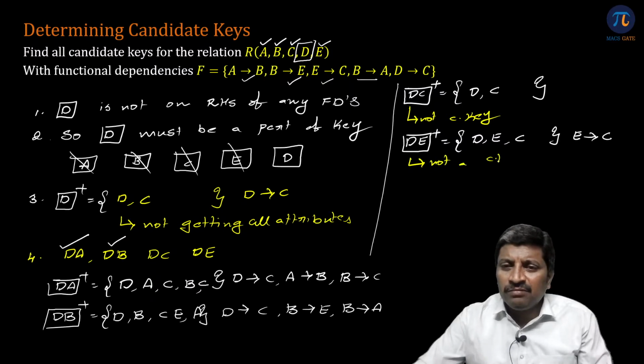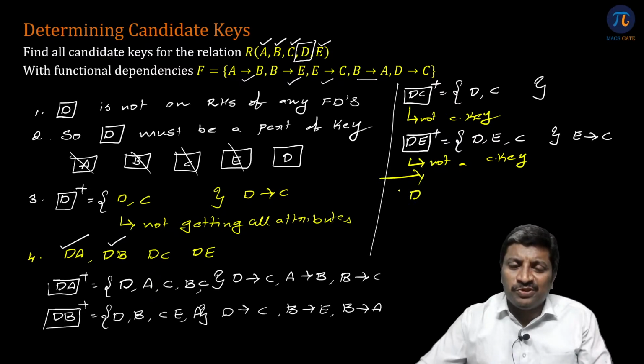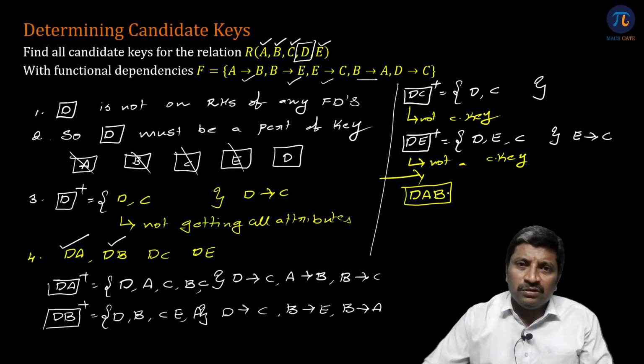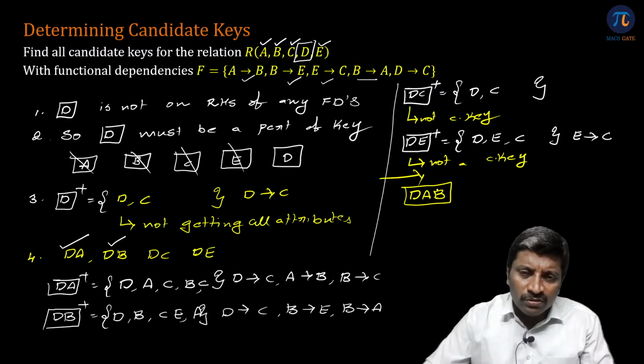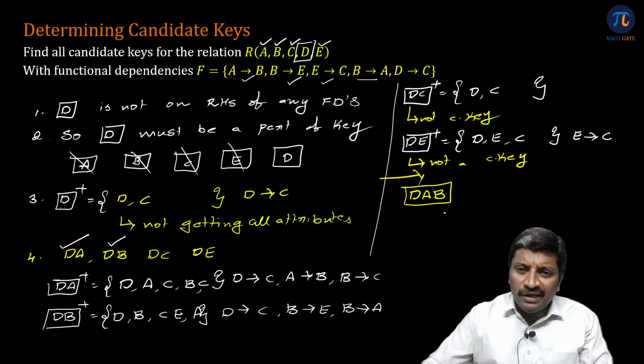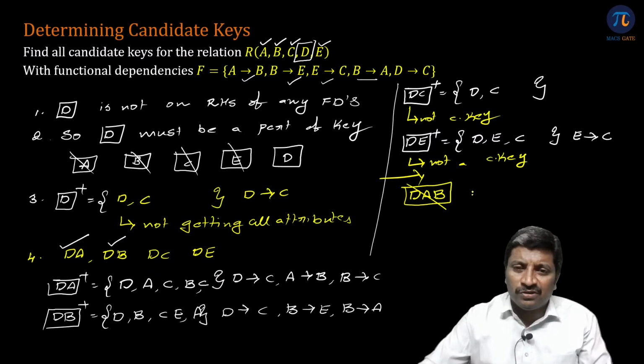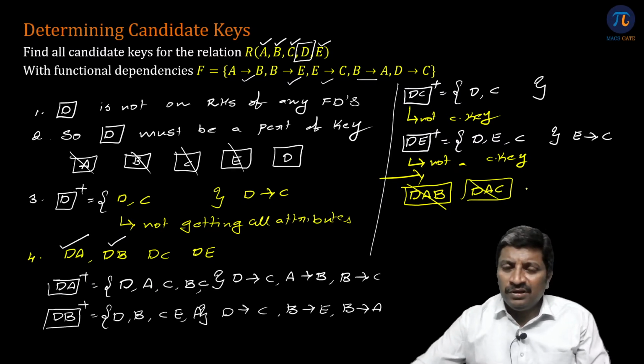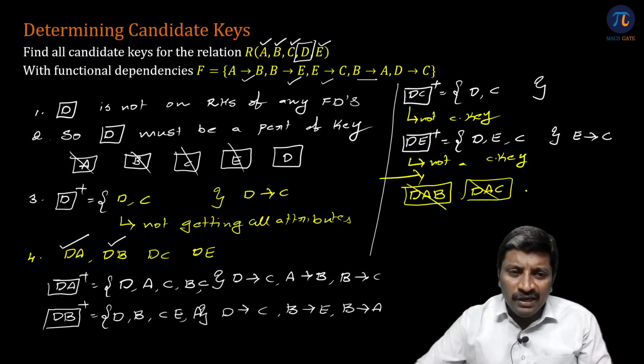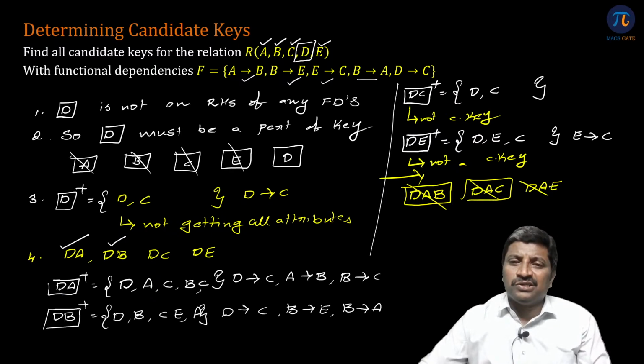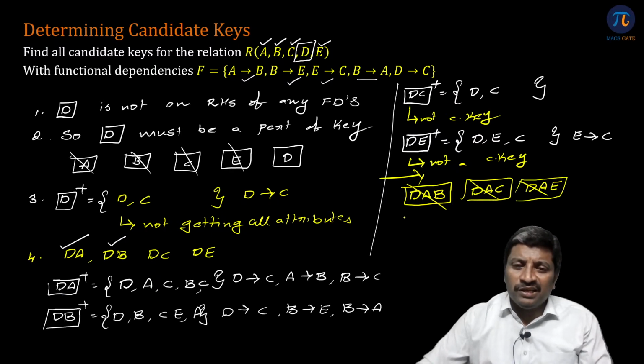Then try three-attribute sets. In that also D must be there. Then two more entries. D, A, B. Can we try this, sir? No. Please check it. D, A is part of it. I don't try it. Can I consider D, A, C? No. Because DA is part of it. It is already a candidate key. Then any other possibility? D, A, E. This also I should not consider.